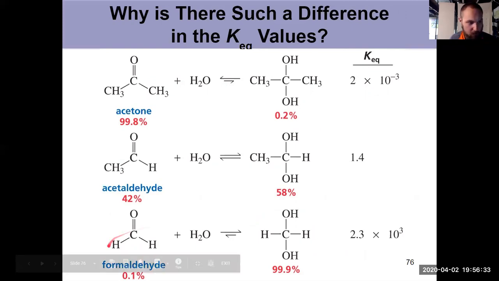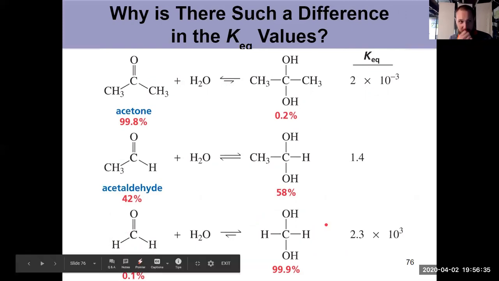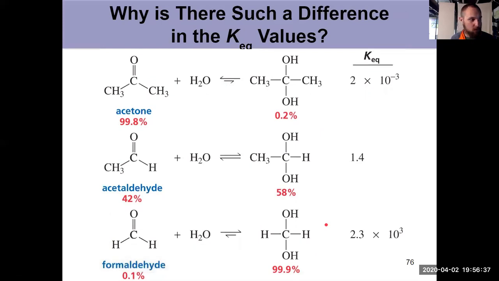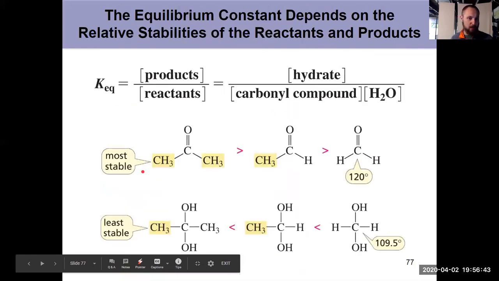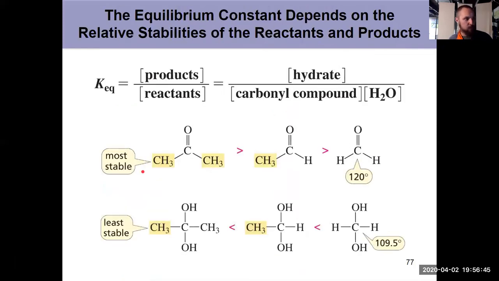Versus formaldehyde, which is going 99.9% to the hydrate. So why is that? Why do these substituents on either side of that carbonyl group have such a big effect? Well, it's for two reasons. These alkyl groups, when I'm thinking about my reactants, are electron donating. The more alkyl groups I have, the more electron donating they are. They're stabilizing the carbonyl, making it less reactive.